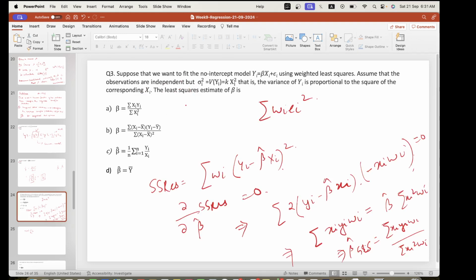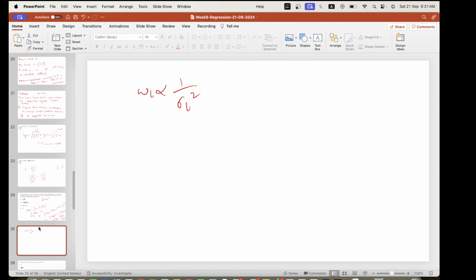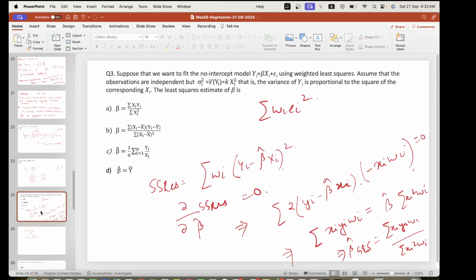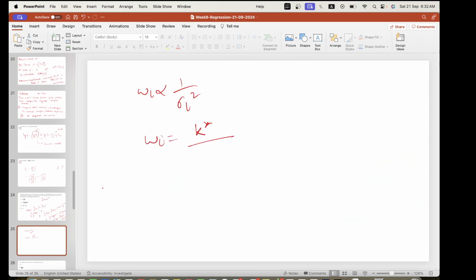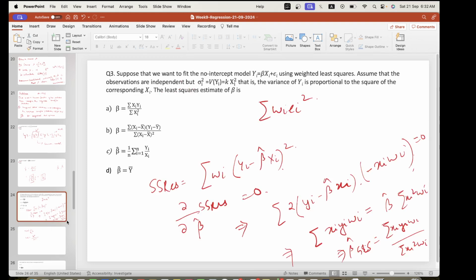So here, what do we have? Sigma i square is equal to k xi square. So wi is equal to some k star by sigma i square. How much is sigma i square? Sigma i square is k xi square. So it would be k star by xi square. So plugging it here, what do we have?